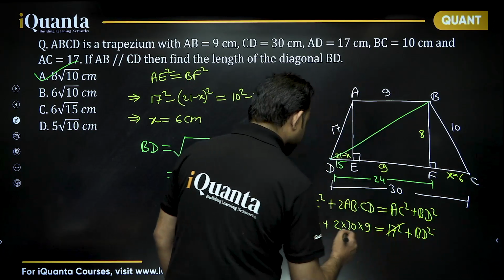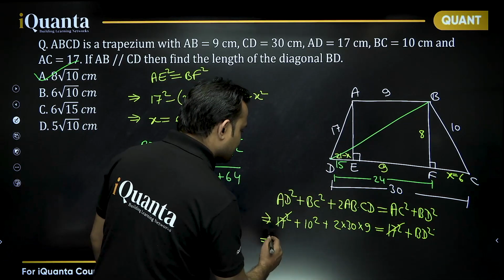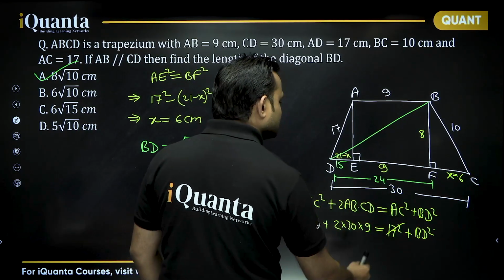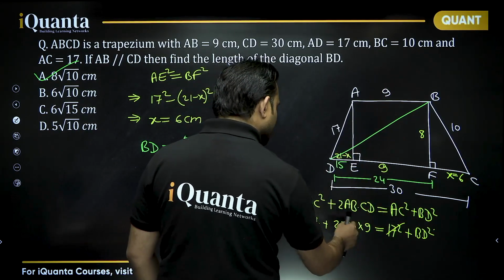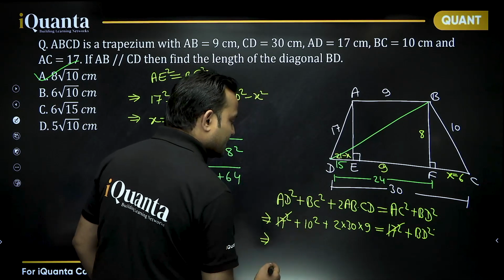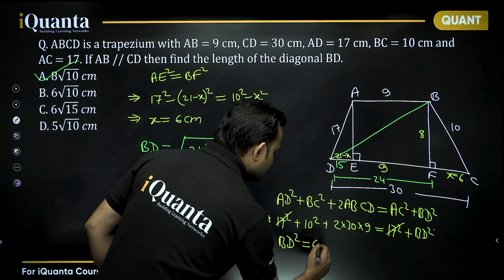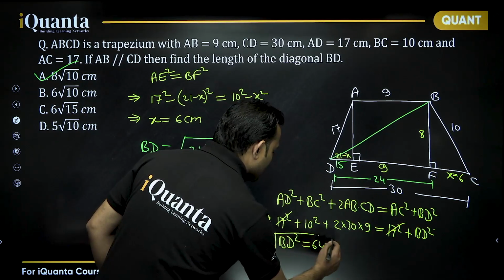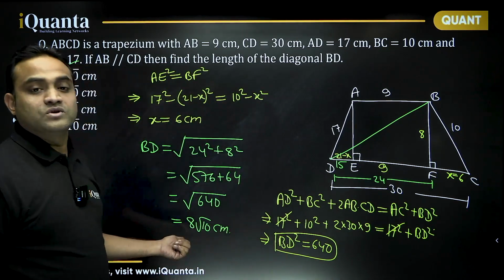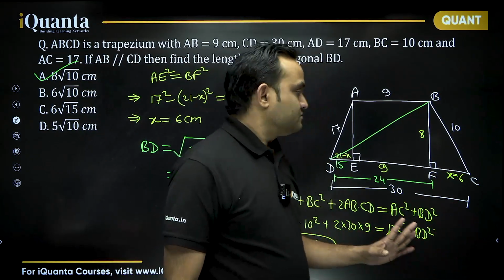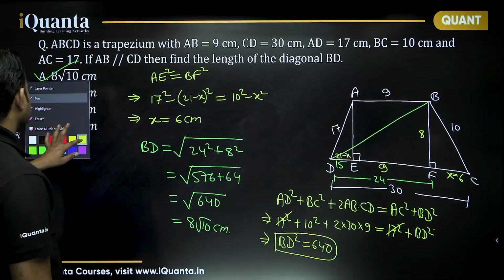So 17 square cancelled out. What do we get? BD square is equal to 30 into 9, 270 into 2, 540 and 100, 640. So again we are getting BD square is equal to 640, or BD will be equal to 8 root 10. So you are getting the same value. Alright. So there are two ways to solve this particular question.